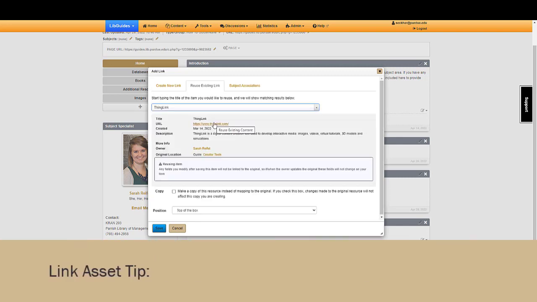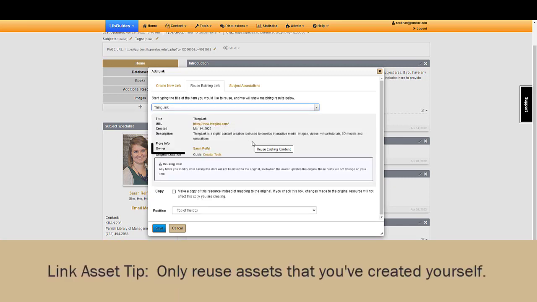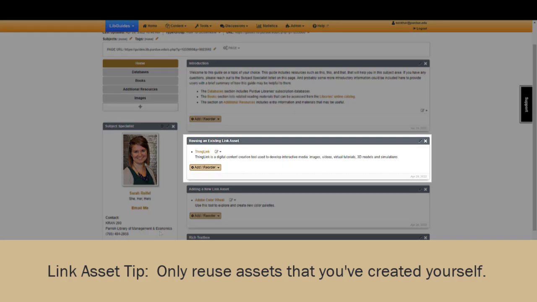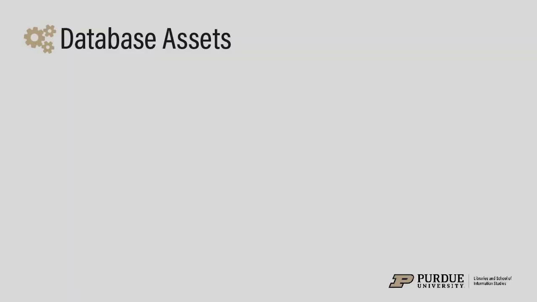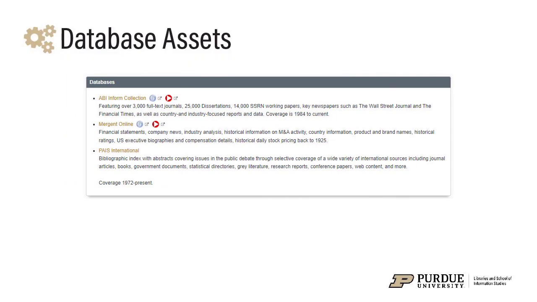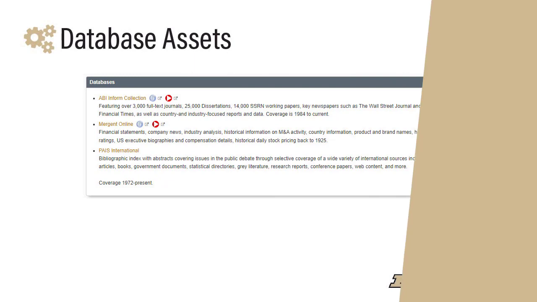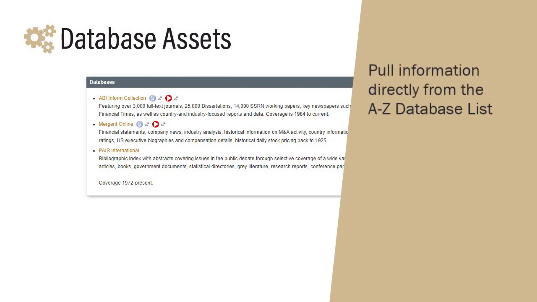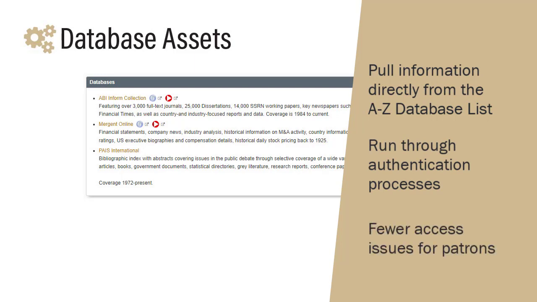Although you can reuse assets created by anyone in our LibGuide system, we recommend only reusing assets that you've created yourself. That way, if the original creator decides to change or delete the asset, your guides won't be affected. Now let's talk about database assets. A database asset pulls information directly from our A to Z database list and runs through all of the proper authentication processes so that access for users is less likely to be interrupted due to authentication issues.